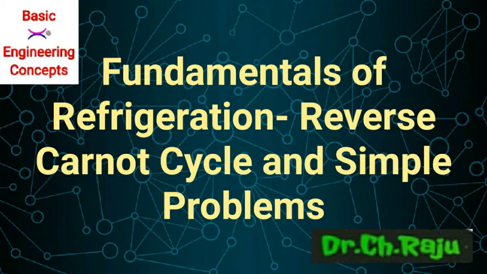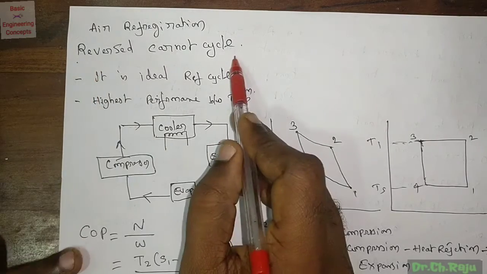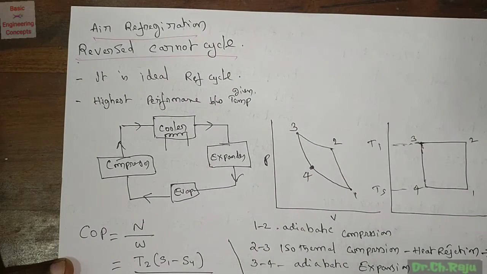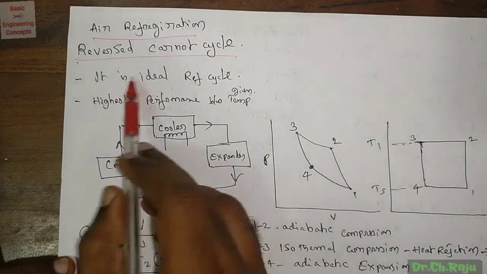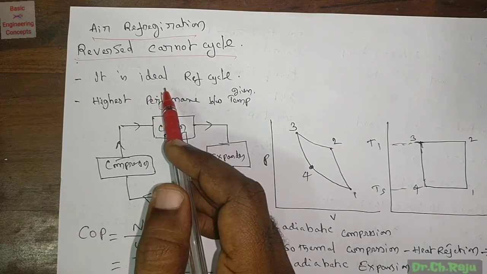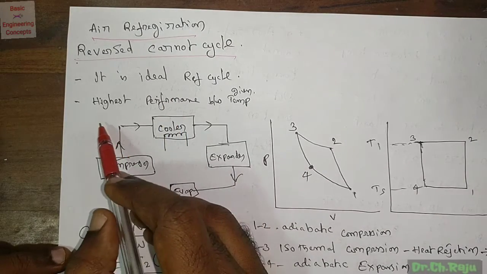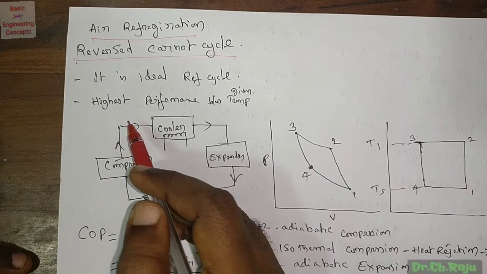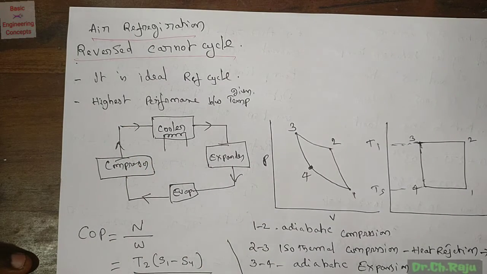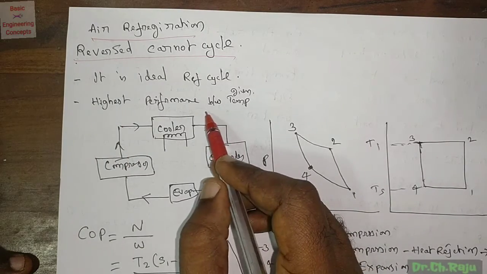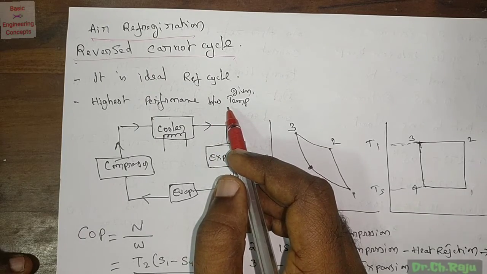In this session, I want to explain the Reverse Carnot Cycle for air refrigeration. The Reverse Carnot Cycle is also called an ideal refrigeration cycle. So, it is treated as an ideal refrigeration cycle. It gives the highest performance between any given two temperatures, for any cycle. So it gives the highest COP between any two given temperatures.